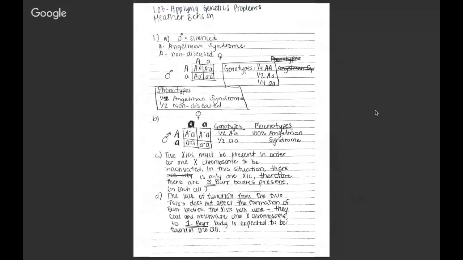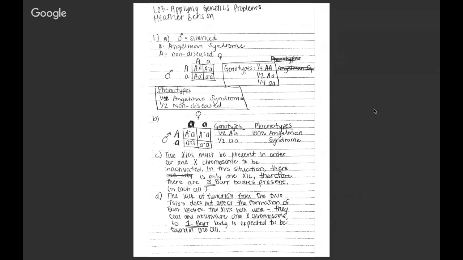Okay, so for problem number 1, it talks about epigenetic inheritance. For the first question, it talks about Angelman syndrome and how that works with genomic imprinting. In the case of Angelman syndrome, the imprint silences the paternally inherited alleles. Suppose lowercase a is the Angelman syndrome allele, while uppercase A is the non-disease allele. The following cross is done: heterozygous male times heterozygous female. What are the genotypes and phenotypes of the progeny?